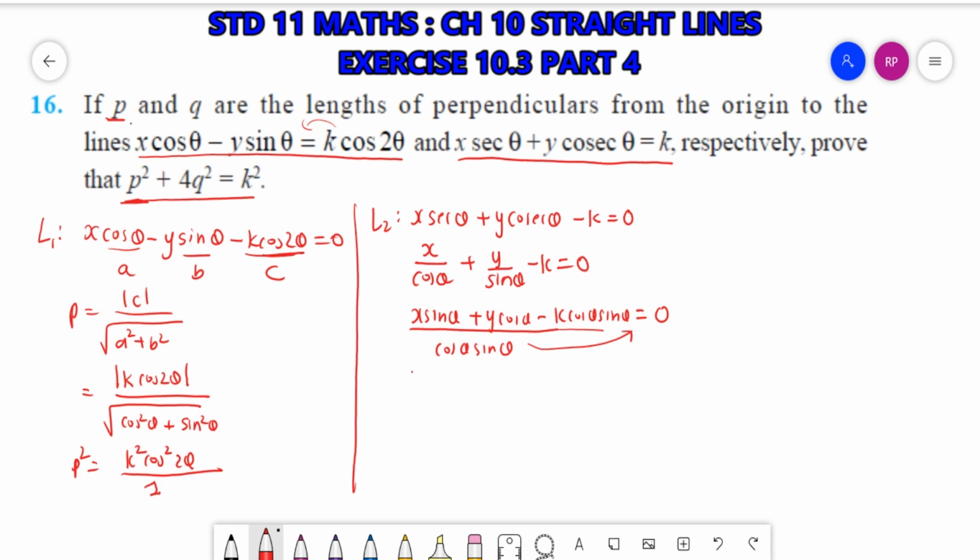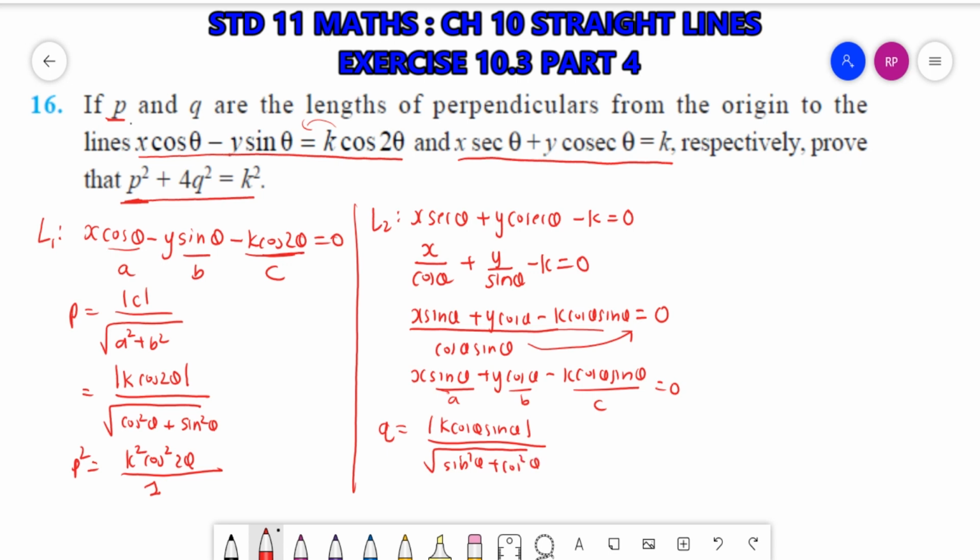So this line will be equal to x sin theta plus y cos theta minus k cos theta sin theta. This will be A, this will be B, this will be C. So now the perpendicular distance here is q. So q will be equal to modulus of C, that is k cos theta sin theta. Although it's negative, it will become positive because it's modulus, under root of again sin square theta plus cos square theta. Now q square will be equal to k cos theta sin theta upon 1.